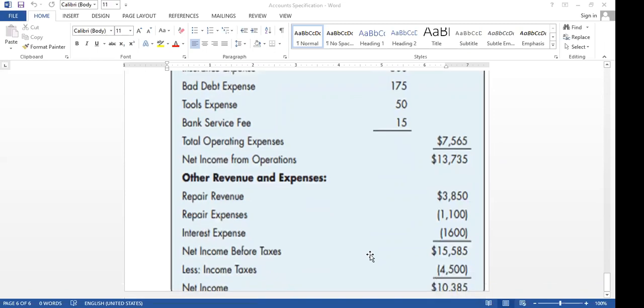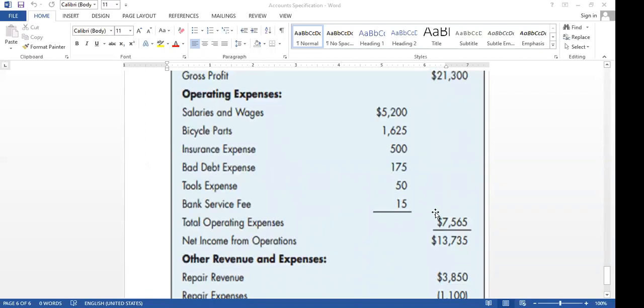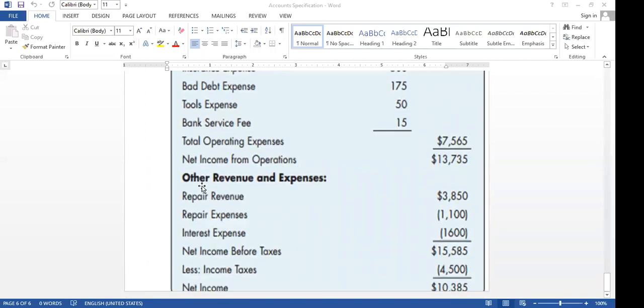After that, we add other revenues and expenses: repair revenue, repair expenses, interest expenses. Other total revenues and expenses are added to or deducted from net income from operations, and we get net income before tax. To recap: sales minus the cost of goods sold gives the gross profit. After that, we deduct operating expenses to get the net income from operations. Then we add other revenues and expenses and get the net income before tax.